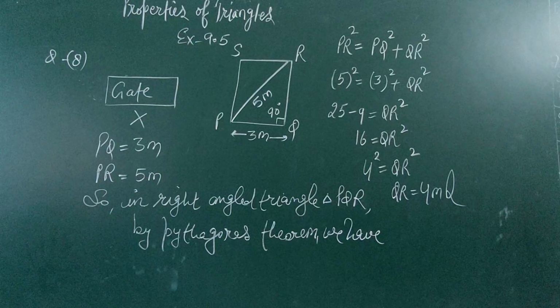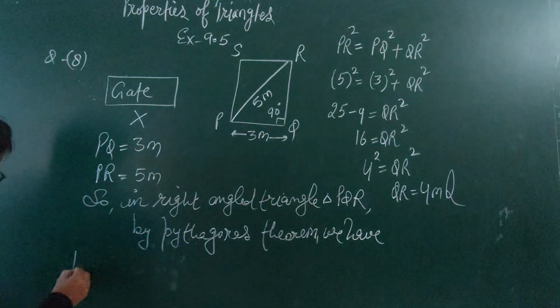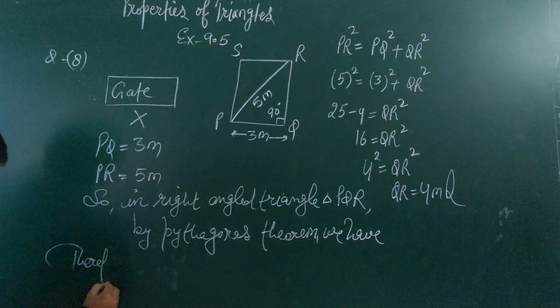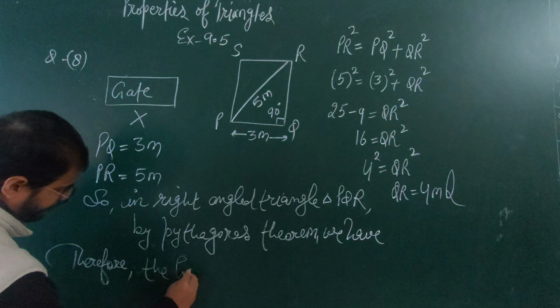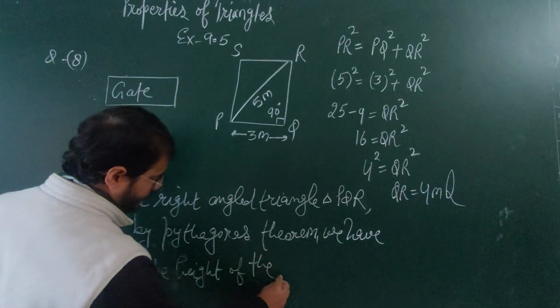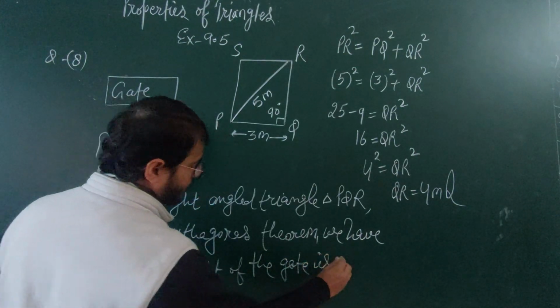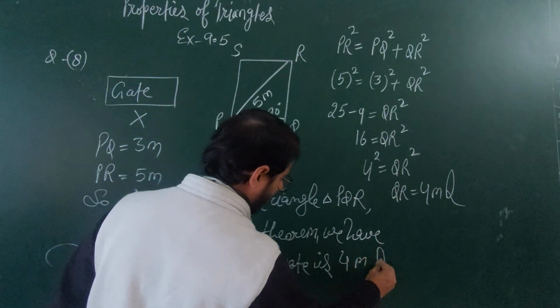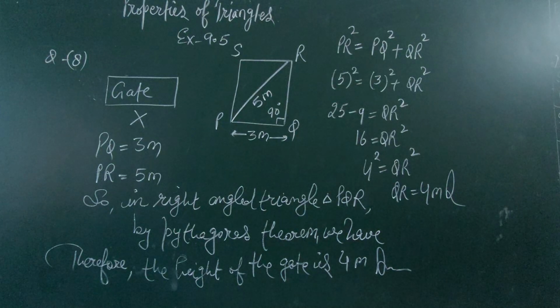It is a kind of word problem, so we will write down the answering statement at the end of the solution. So we will write here, therefore the height of the gate is 4 meter, and this is your answer. Now moving on to the next question.